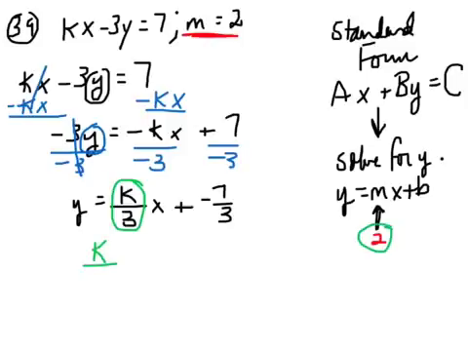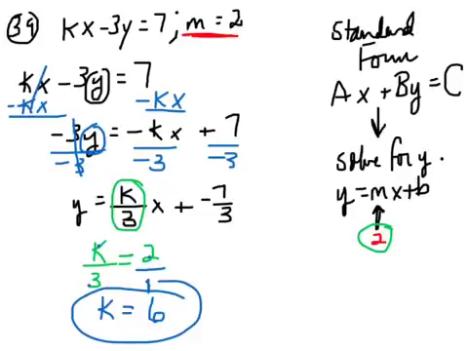So in order to figure out what that k is going to be, we're just going to set the slope equal to 2. K over 3 represents the slope in this equation because it's in front of the x. Now I've got a fraction equal to a whole number. I could multiply both sides by 3, or I could do proportions. I can stick 2 over 1, and 1 times k is k, and 2 times 3 is 6, so k is 6. That's all we have to do there.